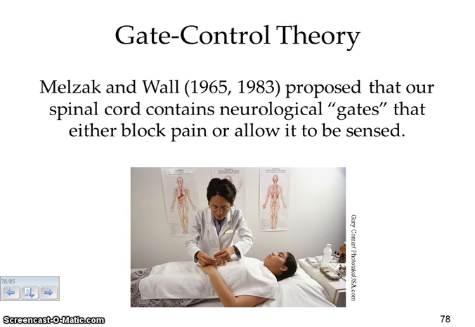So gate control theory proposes that our spinal cord contains neurological gates that either block pain or allow it to be sensed. So when your body hits a certain amount of pain, it blocks it. And so that's the gate control theory. And they can put a nerve block in the back to help people with their pain relief today.